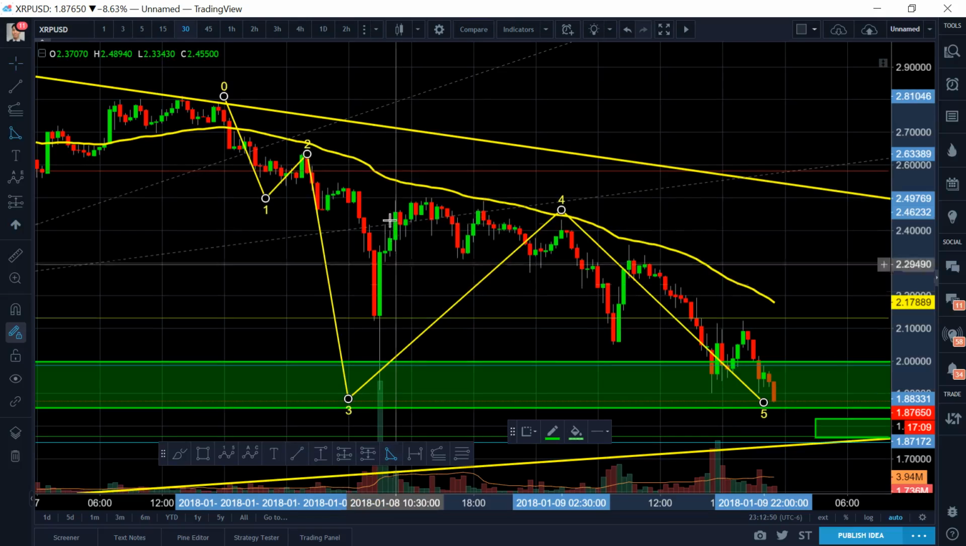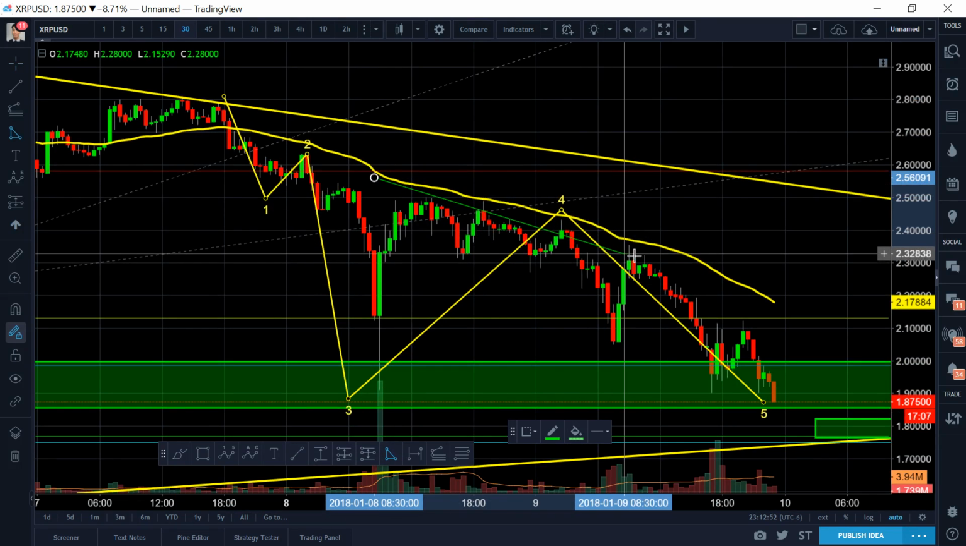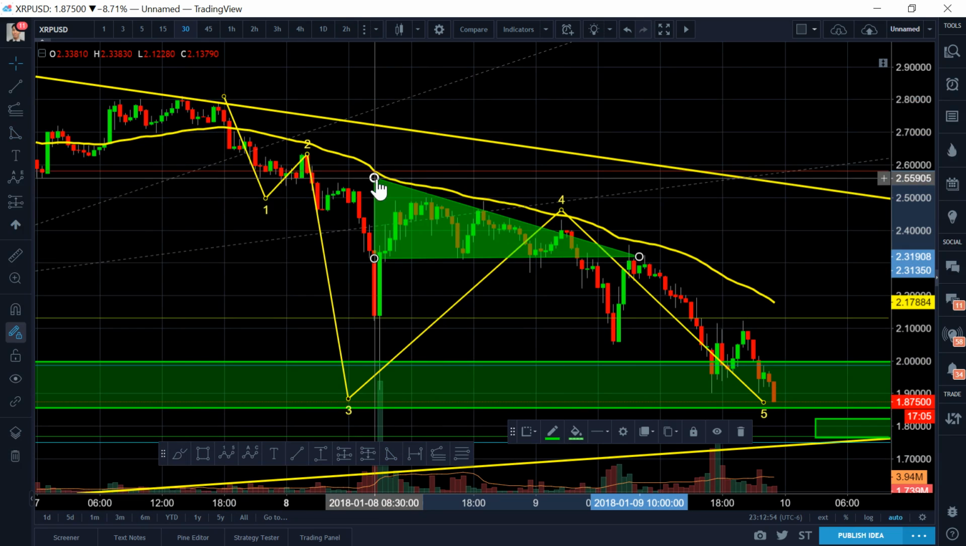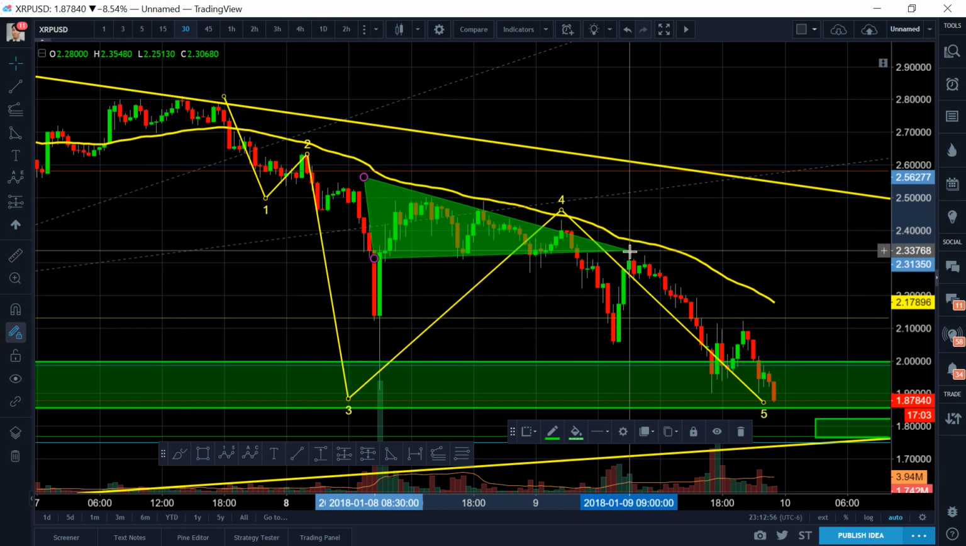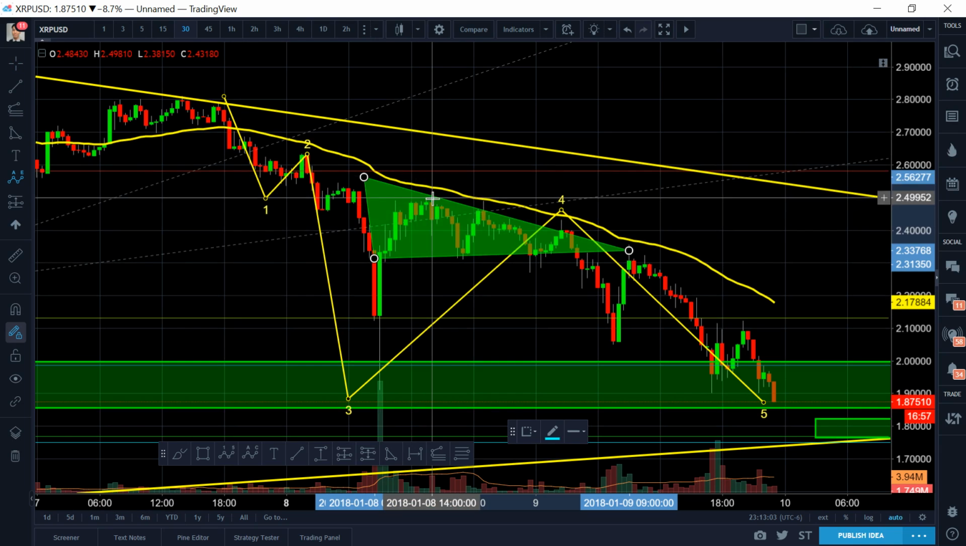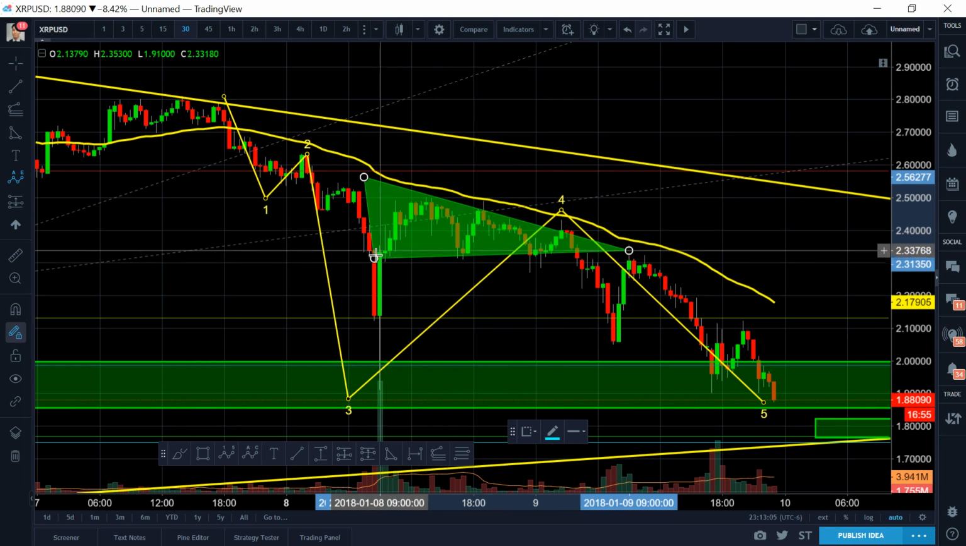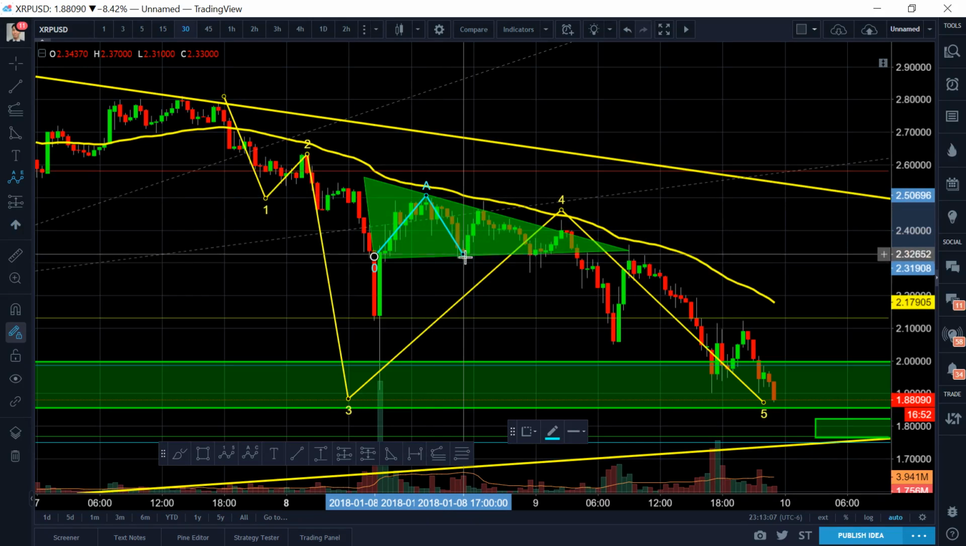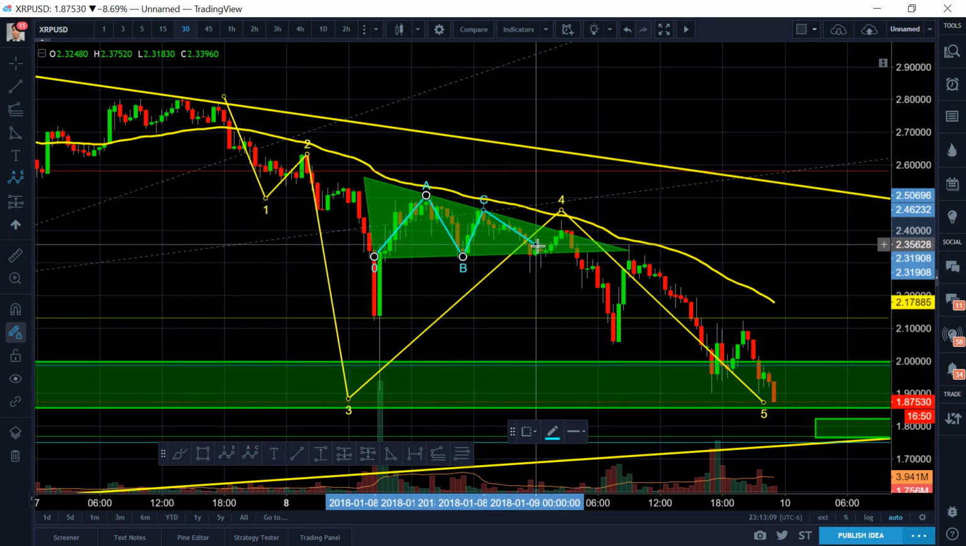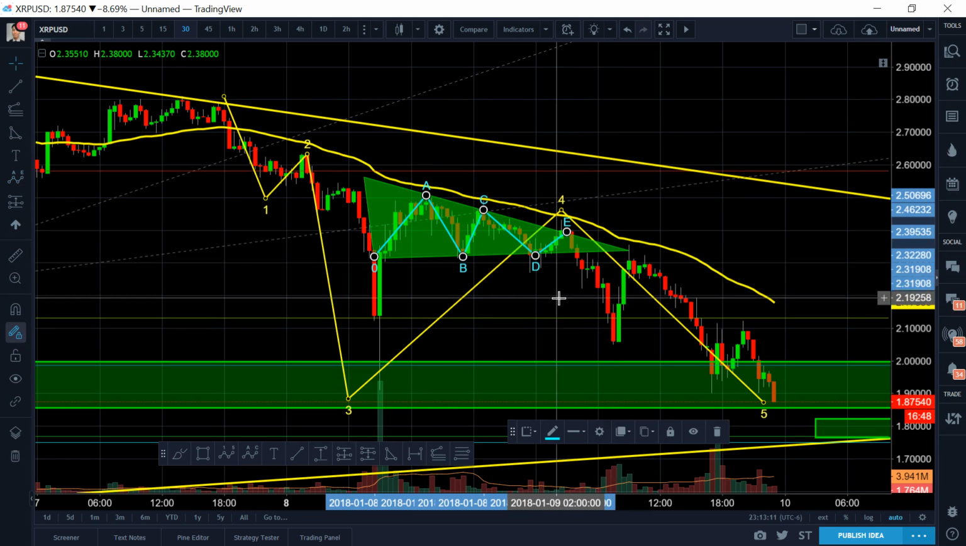Remember before where I was talking about this play? It's because it was a descending triangle, right? And in a descending triangle, it has A, B, C, D, and E. So A, B, C, D, and E.